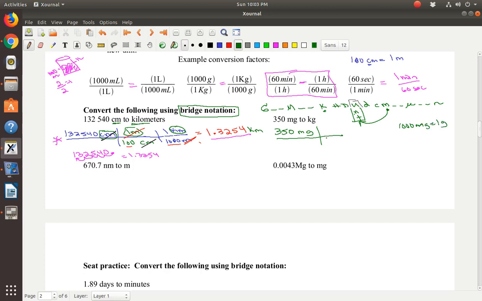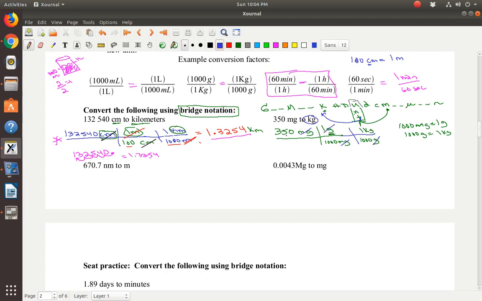I have milligrams on the top, so I need milligrams on the bottom. So 1,000 milligrams on the bottom, 1 gram on the top. We're going to cancel it out. And so now I have grams, but I don't want grams, I want kilograms. So I've got to go from the base unit to kilograms. So now what's the relationship between kilograms and grams? There are 1,000 grams in 1 kilogram. The grams need to go on the bottom because the grams are on the top here. So 1,000 grams on the bottom, 1 kilogram on the top, and cancel the units again, just like you do numbers.